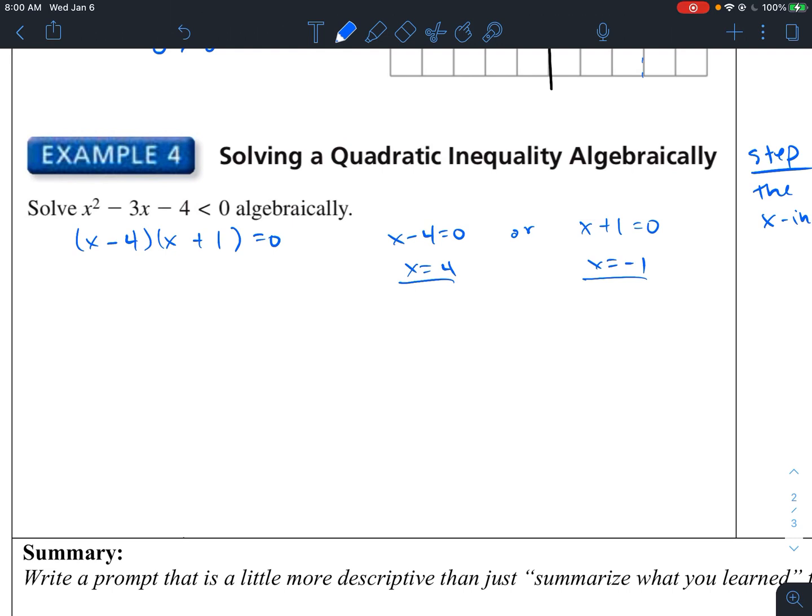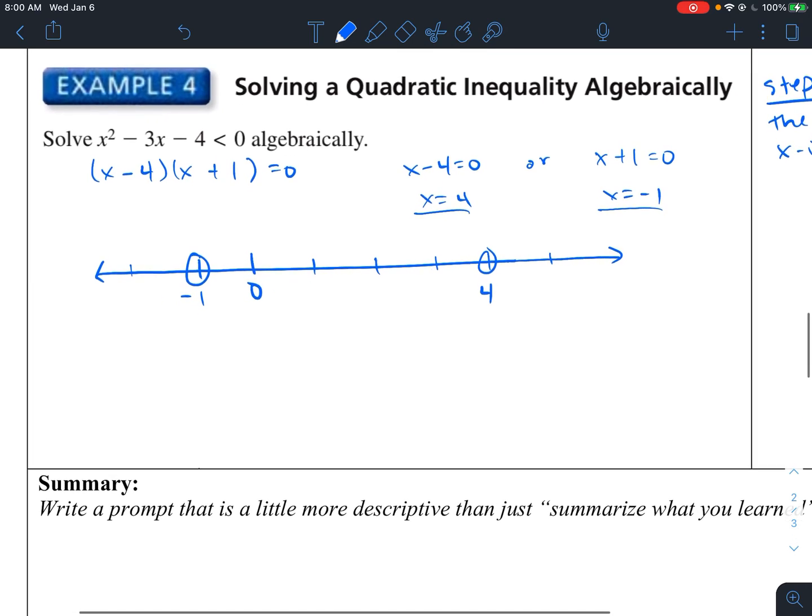Now what I'm going to do is make a number line. And I know that I'll place 0 right here. Now, -1 is right here, and I know that there's going to be an x-intercept at -1. Then I have 1, 2, 3, 4. This is 4. Okay, so these are my x-intercepts.